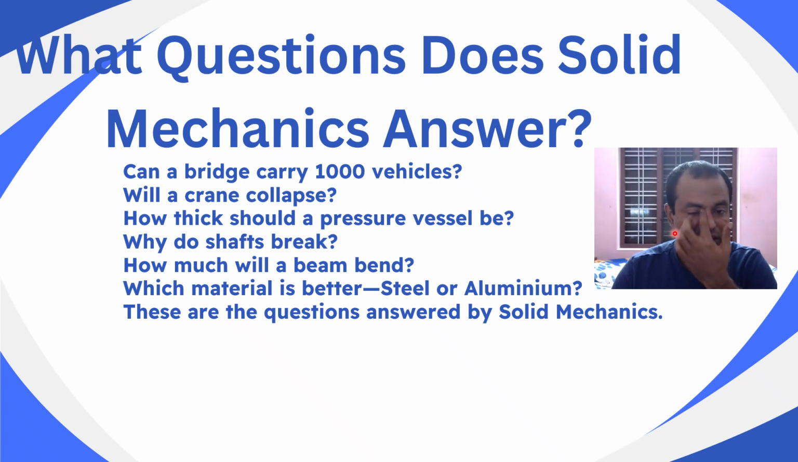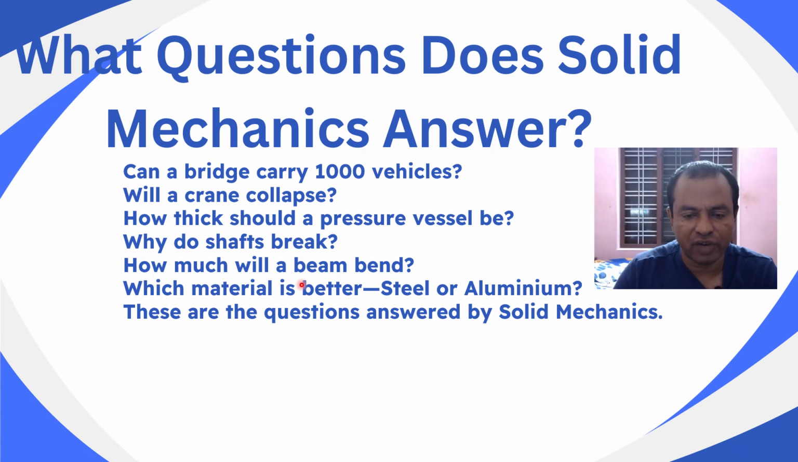So what questions does solid mechanics answer? Can a bridge carry 1,000 vehicles? Will a crane collapse? How thick should a pressure vessel be? Pressure vessel means a vessel which has to withstand lot of pressure, like boilers. Why do shafts break? Shaft is a major part of any machine. Shaft is a long bar. It can be solid or hollow shaft, or a round cross section, or rectangle cross section.